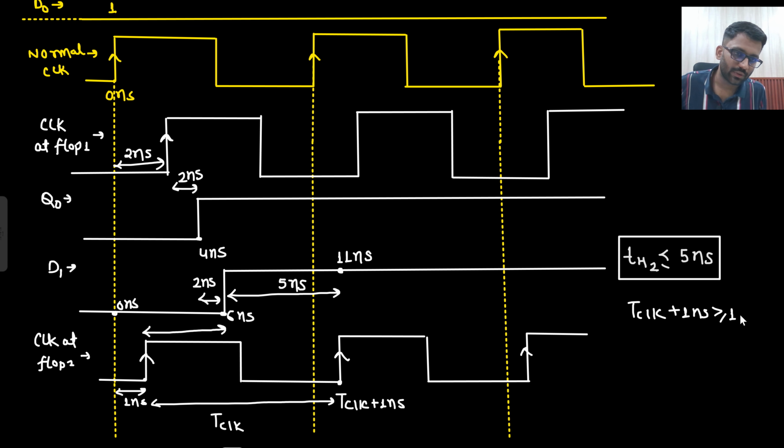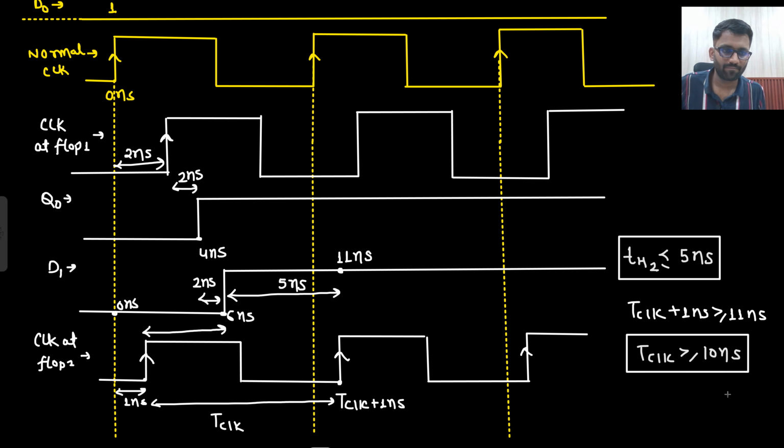T clock plus 1 nanosecond should be greater than or equal to 11 nanosecond. So T clock should be greater than or equal to 10 nanosecond. Okay. So that's the answer.